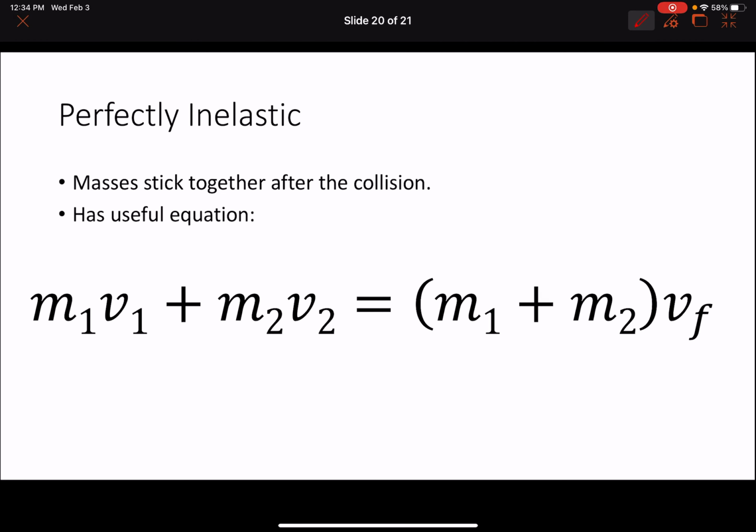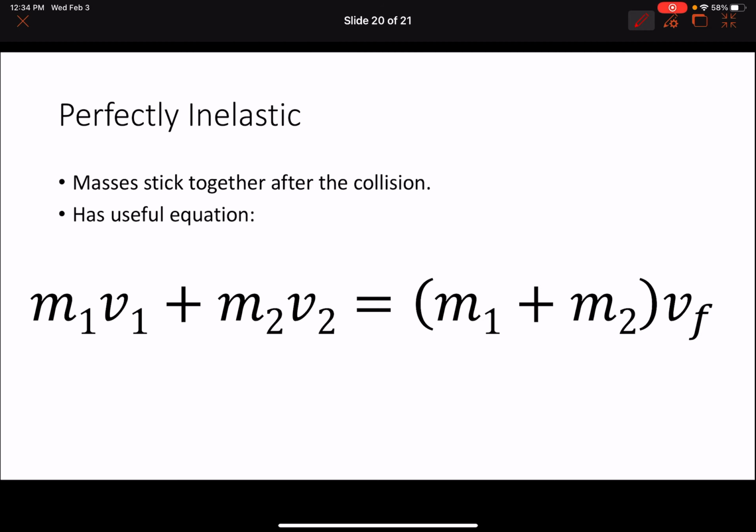We also have perfectly inelastic collisions. Don't worry, not only are they not as hard, but you've actually probably already done them. I kind of threw them in the last homework. They use the same equation, however, it has a more useful version of the equation for it.